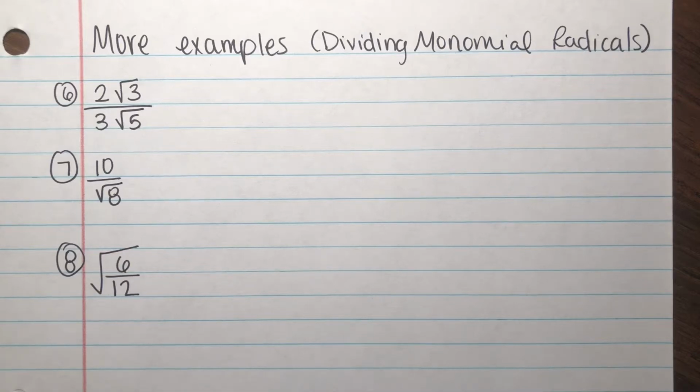All right, so here are just a few more examples dividing monomial radical expressions. I just wanted to show you a few more examples because you might see some like this, and I didn't want you to get confused since you hadn't seen examples like this. But let's just jump right into it.